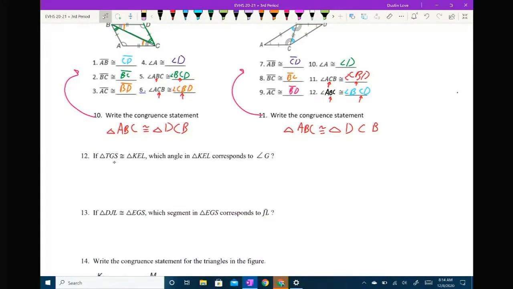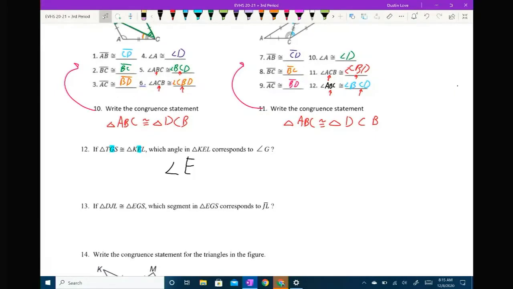Okay, triangle TGS is congruent to triangle KEL. Which angle in KEL corresponds to angle G? Well, angle G here is my middle position. So the middle position there is angle E. Okay. In this one, which segment corresponds to JL? Well, JL is in positions 2 and 3, and then positions 2 and 3 there is GS.